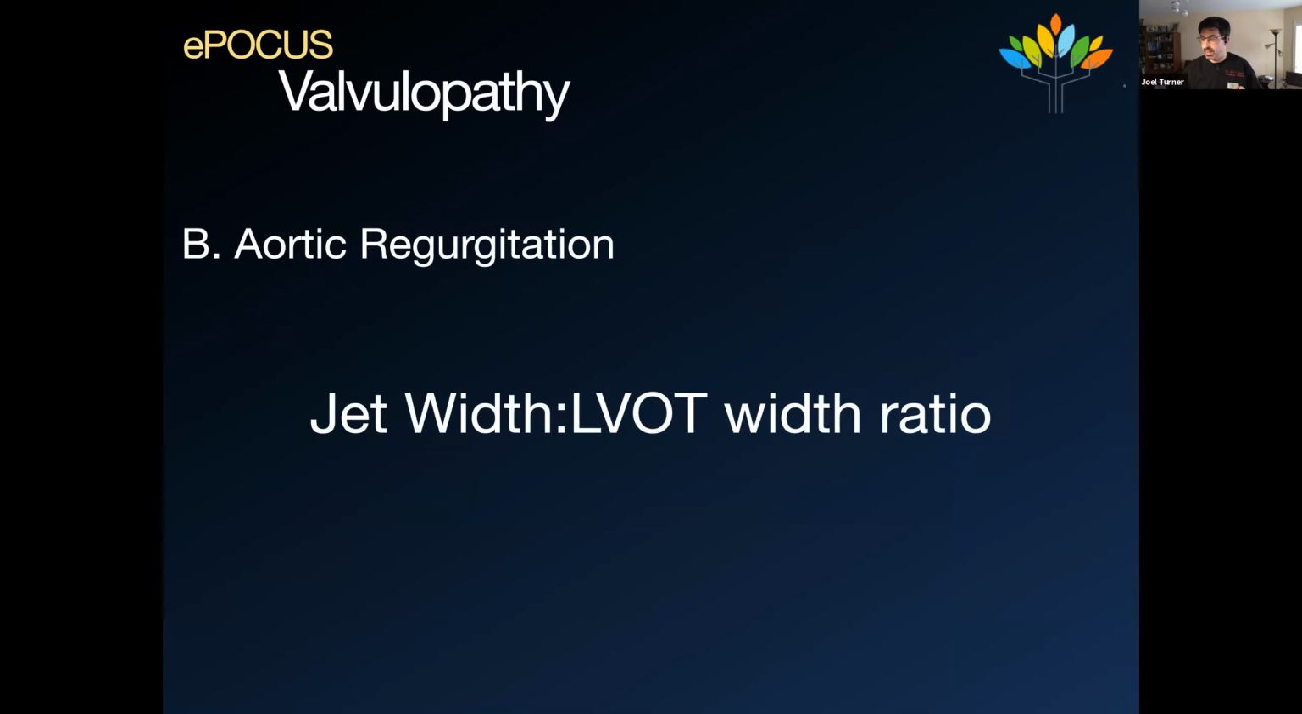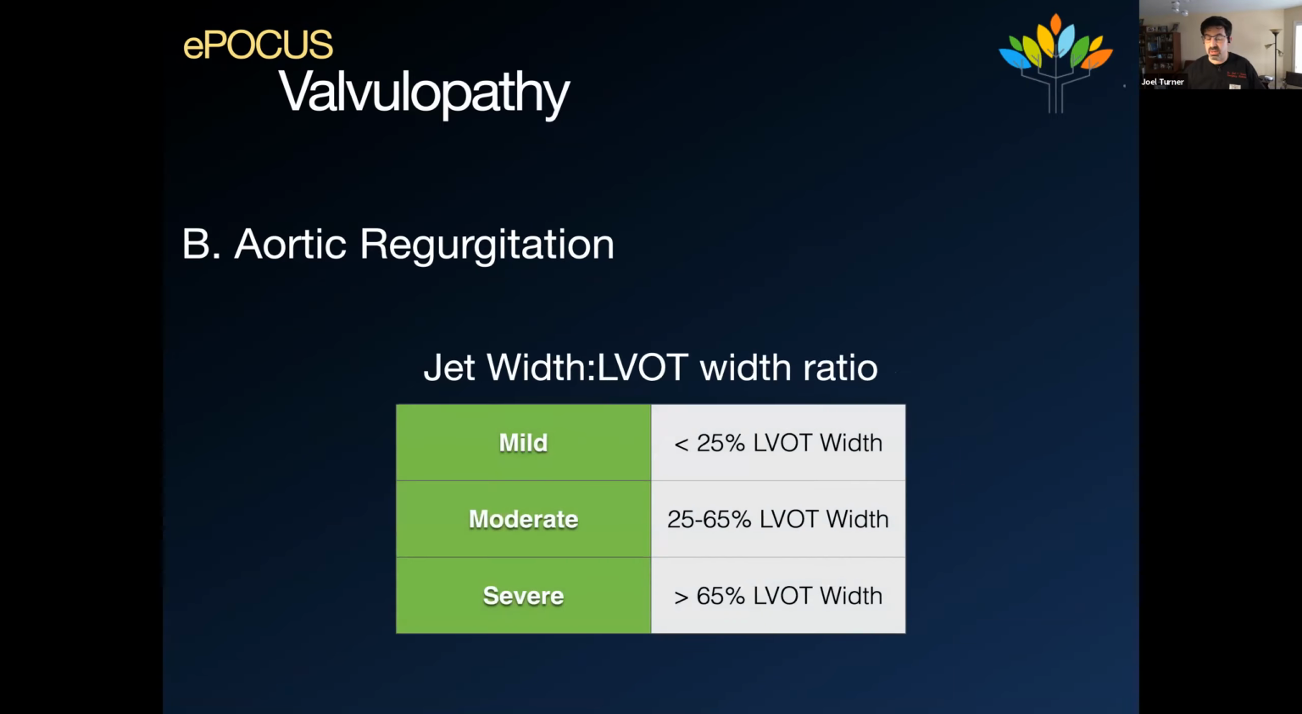And so that's where you're going to have to freeze and cine loop back to measure the width of your regurgitant jet. If your regurgitant jet is less than a quarter of the width of the LVOT, then it's considered to be a mild regurgitation. If it's anywhere between a quarter and maybe 2/3, it's considered moderate. And if it's more than 2/3, then you consider that severe regurgitation.